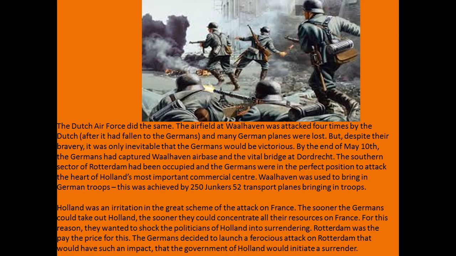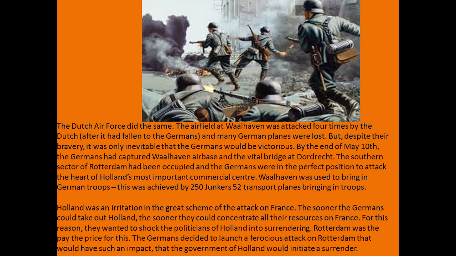By the end of May 10th, the Germans had captured Waalhaven Air Base and the vital bridge at Dordrecht. The southern sector of Rotterdam had been occupied, and the Germans were in the perfect position to attack the heart of Holland's most important commercial center. Waalhaven was used to bring in German troops. This was achieved by 250 Junkers 52 transport planes bringing in troops.